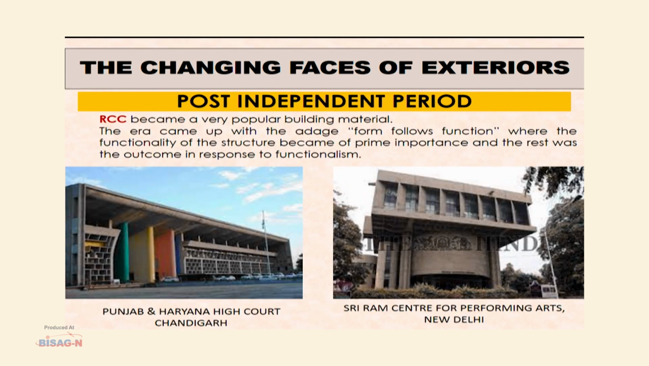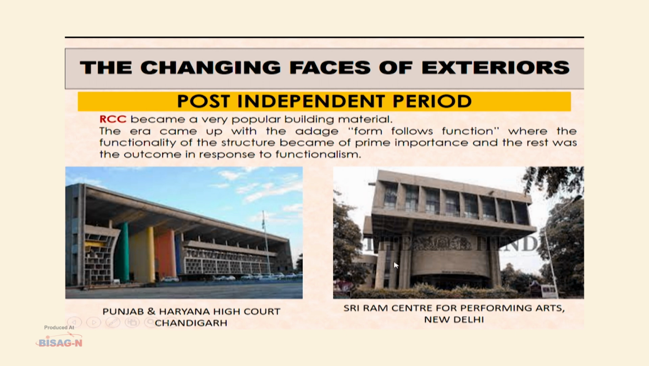With the post-independence era, RCC became a very popular building material. This era also came with the adage form follows function. So the function of the building became very, very important, and everything was an outcome or in response to functionalism. A typical example is the Punjab and Haryana High Court, where we see these high columns, which are a ceremonial entry for the judges, senior judges, and it has 6 smaller courts and 2 larger courts on either side. So the function of the building was really explicit in the facade of the structure as such.